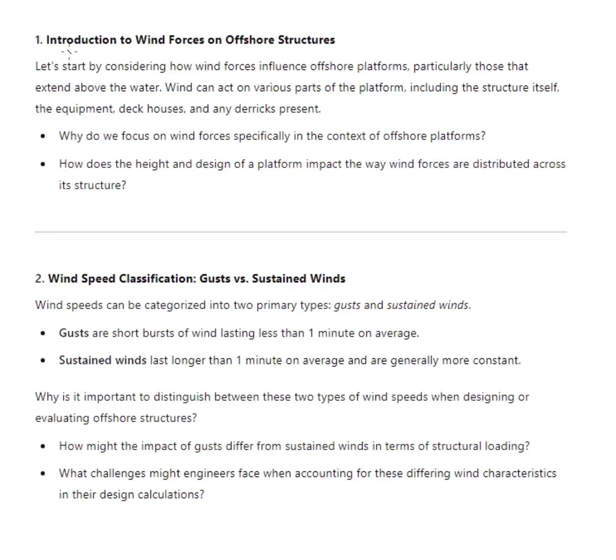So today let's discuss an introduction to wind forces on offshore structures. Let's start by considering how wind forces influence offshore platforms, particularly those that extend above the water. Because only above the water do we need to calculate the wind loads.